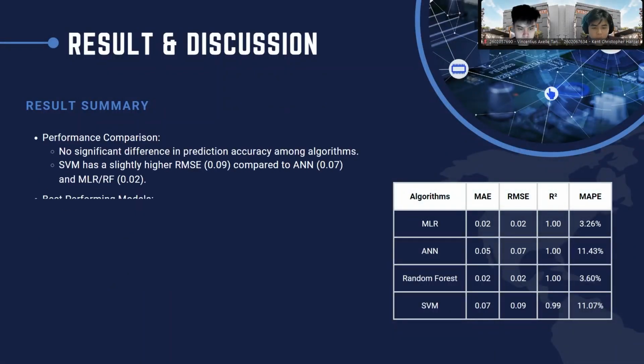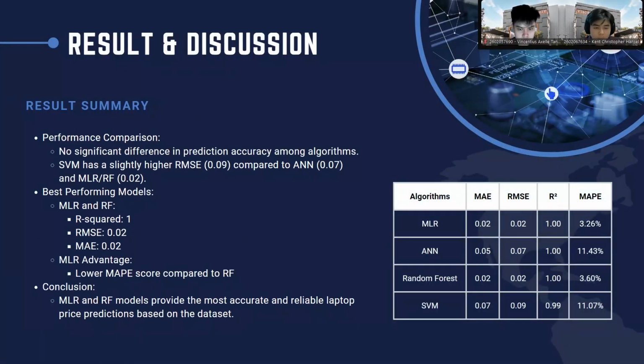Performance comparison revealed no significant differences in prediction accuracy among the algorithms. However, the support vector machine showed a slightly higher root mean square error of 0.09 compared to 0.07 for the artificial neural network and 0.02 for both the multiple linear regression and random forest models. The best performing models were the multiple linear regression and random forest.